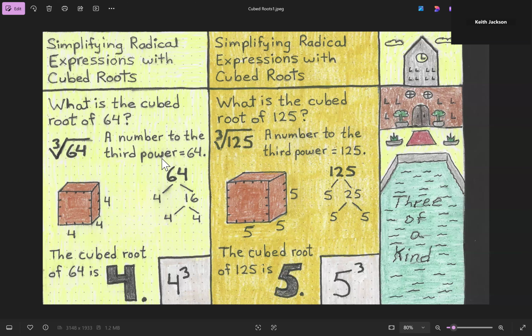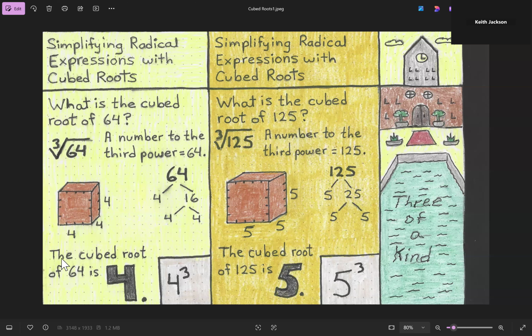And so let's take a look at that. We have 64 is equal to 4 times 16, and then we know that 16 is equal to 4 times 4. We can stop right here because we have our three of a kind, y'all. And so we know that 4 times 4 times 4 will give us 64. And 4 times 4 times 4 is the same as 4 to the third power.